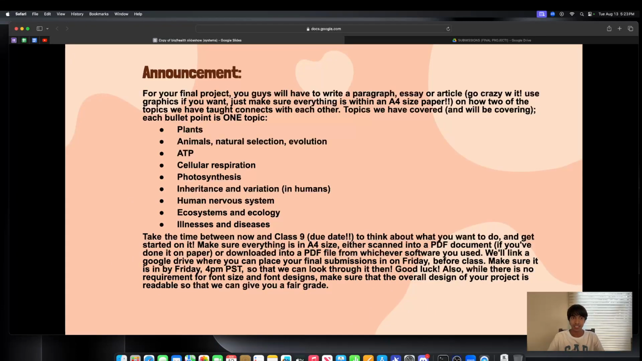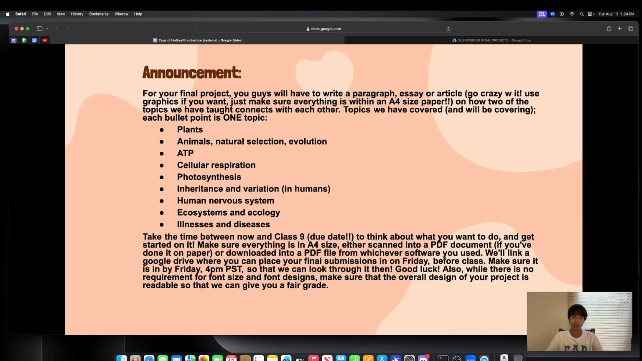So here's your announcement. For your final project, you will have to write a paragraph, essay, or article and go crazy with it. Use graphics if you want. Just make sure everything is within A4 size paper, and that two of the topics we have taught connect with each other. Topics we have covered and will be covering, each bullet point is one topic: plants, animals, natural selection, evolution, ATP, cellular respiration, photosynthesis, inheritance and variation in humans, the human nervous system, ecosystems and ecology, illnesses and diseases. You have to pick two topics, connect them with each other, and tell us how they connect, right?